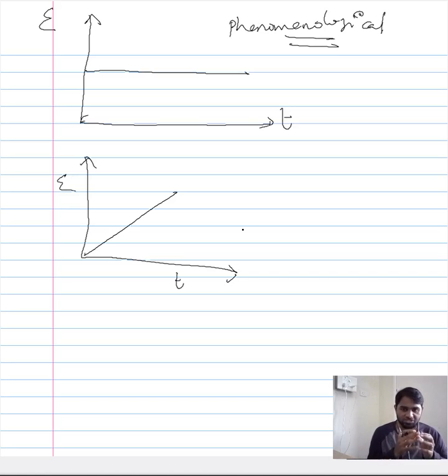Particularly, since we have time on the x-axis, it means that these different stages happen one after the other. Even though these are sections of the curve, we call them stages because they happen one after the other. So these different sections follow a chronological order, and we call them stages.